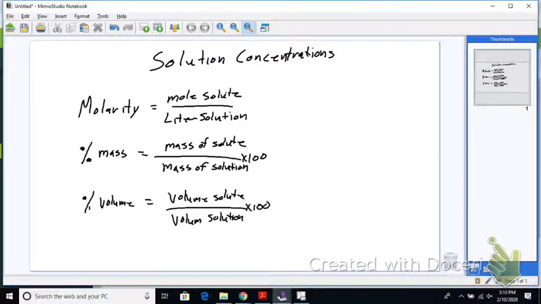If it's a 10% saline solution, it's probably by mass. But if it's a mixture of ethanol and water, it'd probably be percent by volume, because for both of them you can measure a volume.